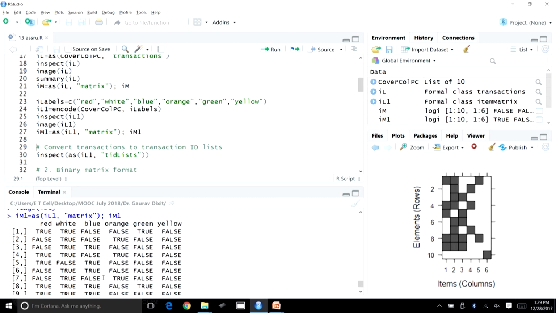So two formats, item list format and binary matrix format, that we have been able to cover. So we will stop here and we will continue our discussion in the next lecture.